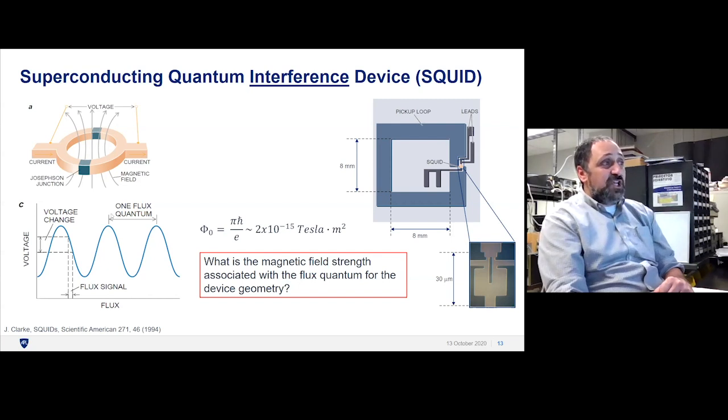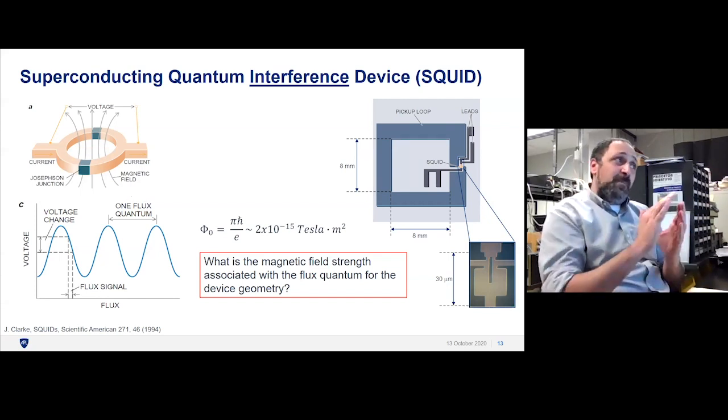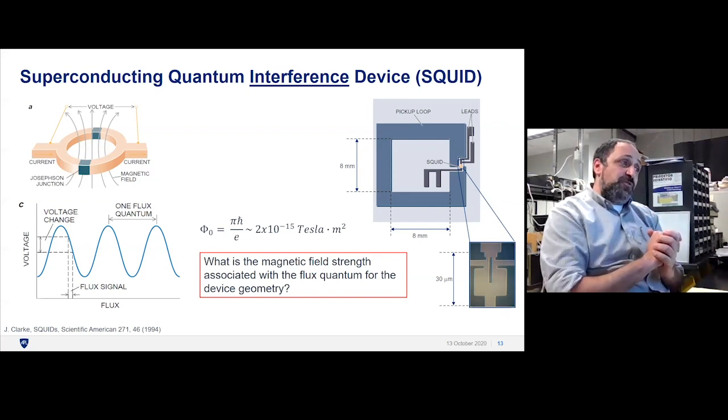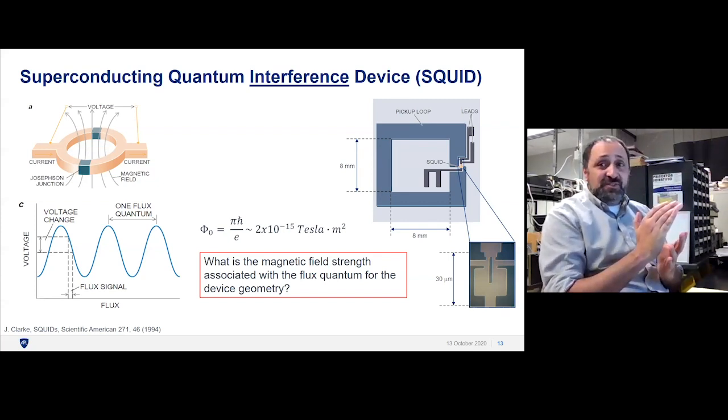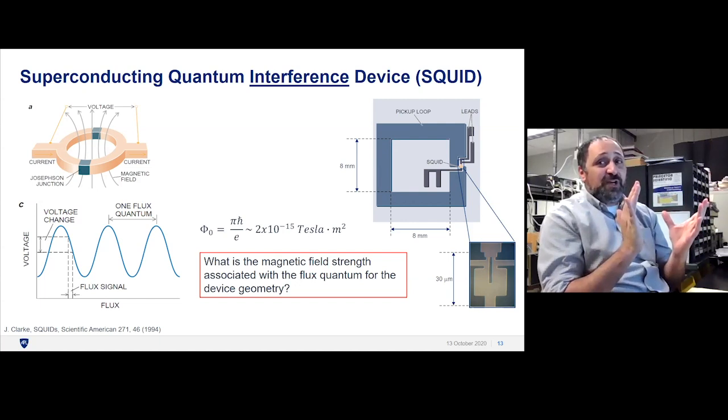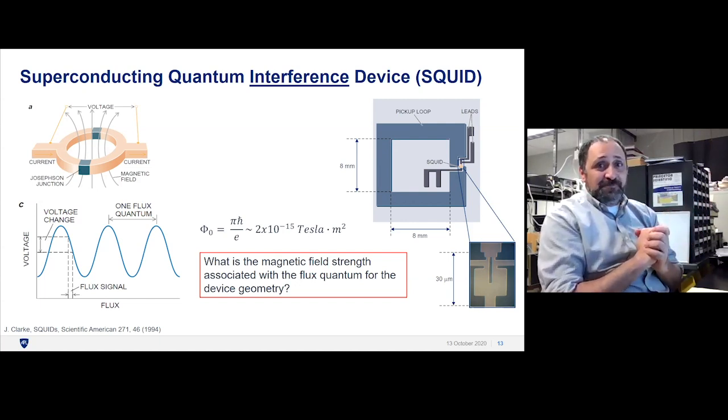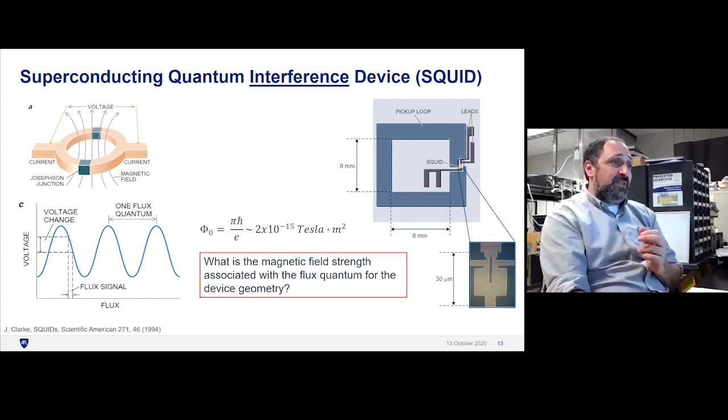And so what are we seeing here? We're seeing quantization, and we're seeing coherence. So this was first developed in the late 60s. So quantum sensing has been around for a long time. But it's getting more exciting recently.